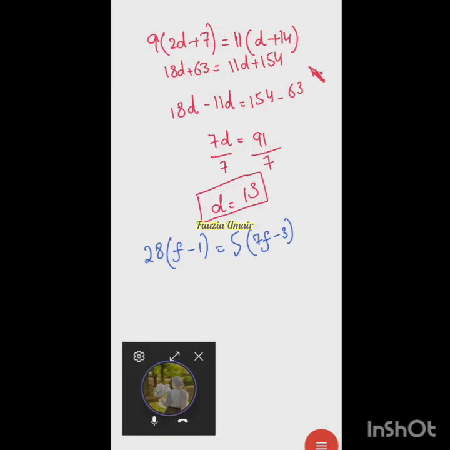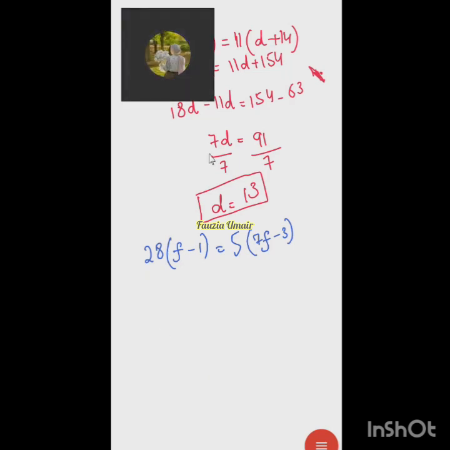Ma'am, expand the brackets. That's right. Expand the bracket. So what will this be if you open this bracket? 28f minus 28. Very good. And if this side of the equation we open, 5 is multiplied, 35f minus 5 threes are 15. So now there are 4 terms. So we will take the variable terms to this side.